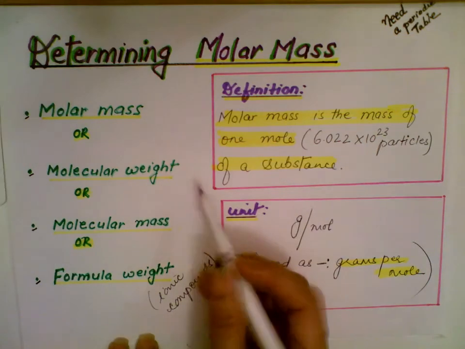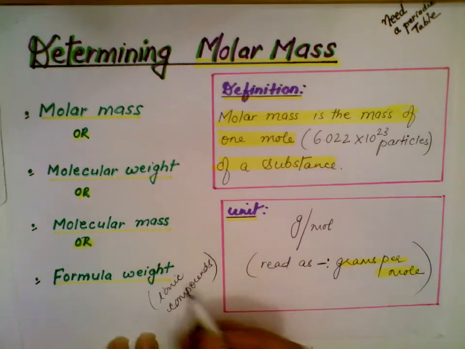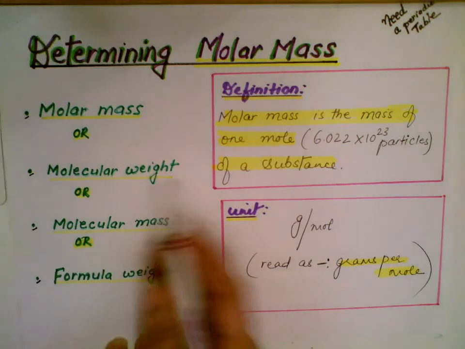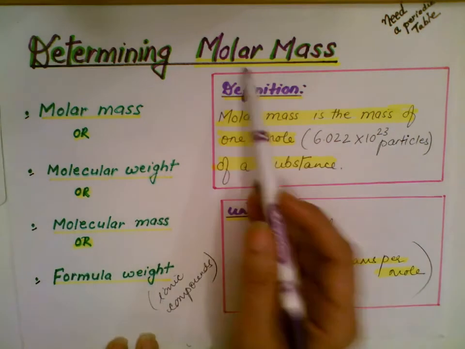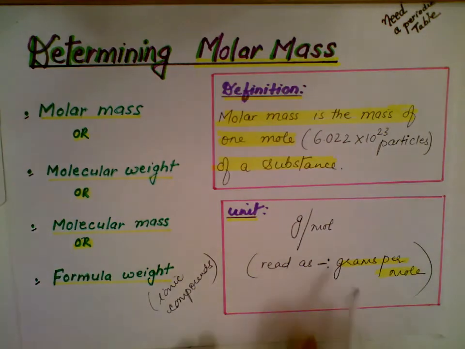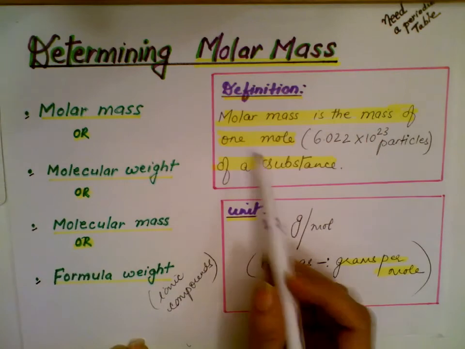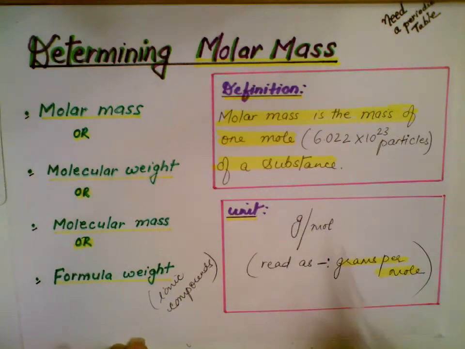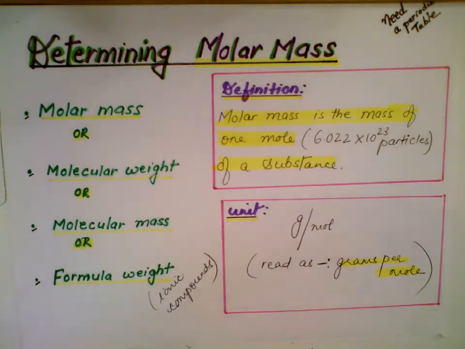Hey guys, anytime we are talking about molecular weight or molecular mass or formula weight for ionic compounds, or molecular weight or molecular mass for covalent compounds, it all refers to the molar mass of each of the elements in a compound. So, what is a molar mass? Molar mass is the mass of 1 mole of a substance, and the unit for molar mass is grams per mole, and that is how you read it, grams per mole.